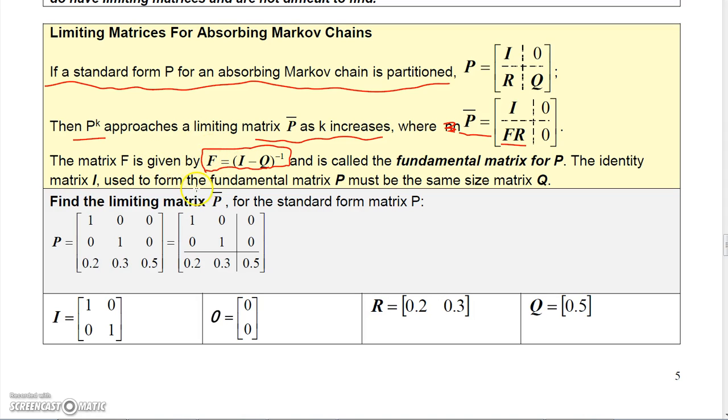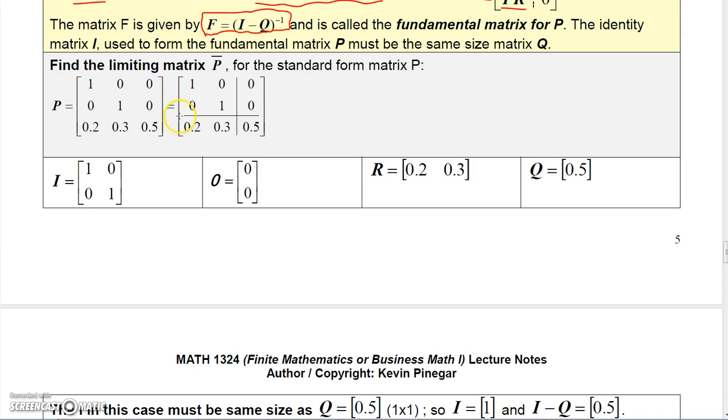So if we know I, R, and Q, then we can get P bar, because I is here and FR is just based on I, Q, and R. So we can figure this out. It takes a few steps, but we can do it. We've got this matrix partitioned so that we have the absorbing states first, and then the non-absorbing states down here.